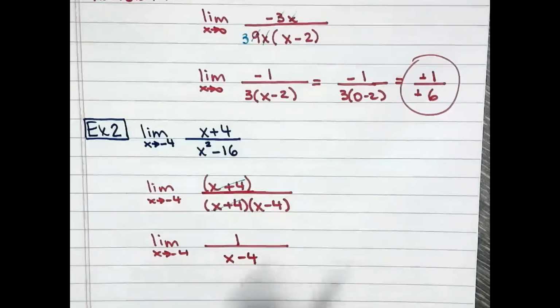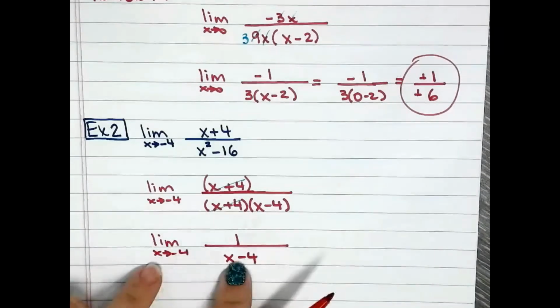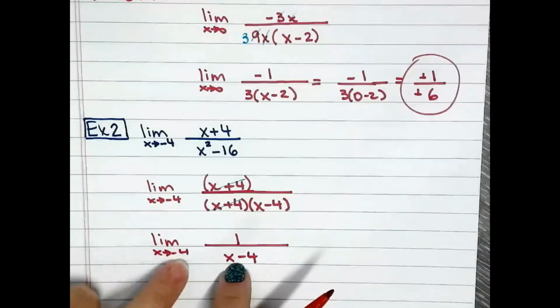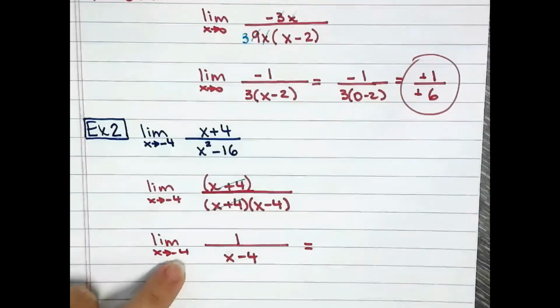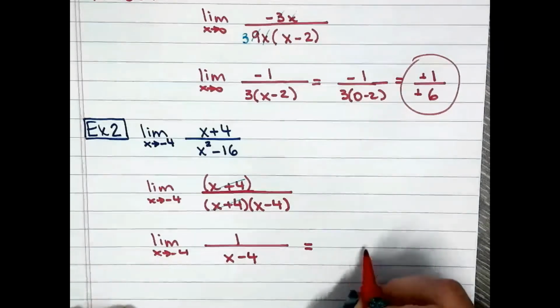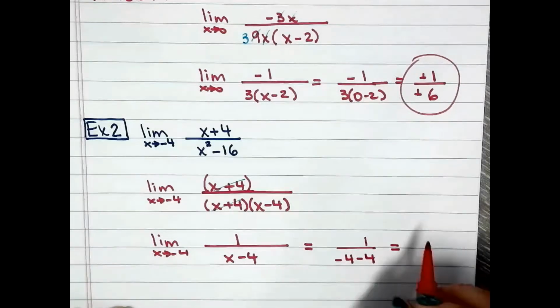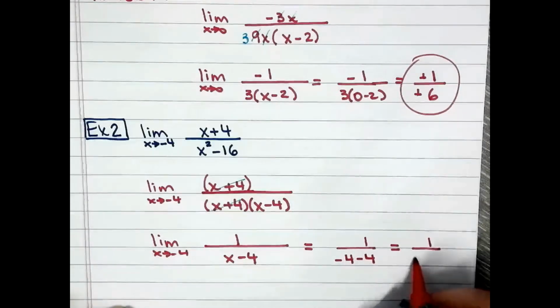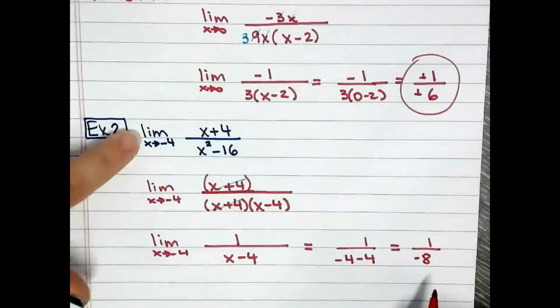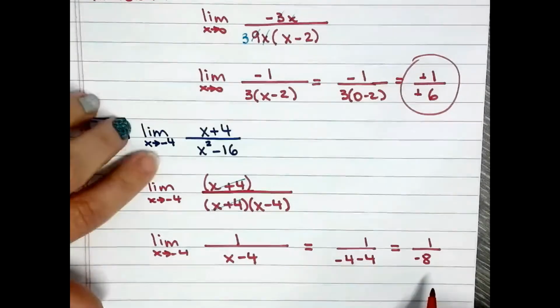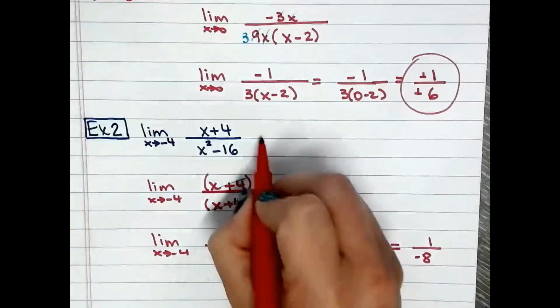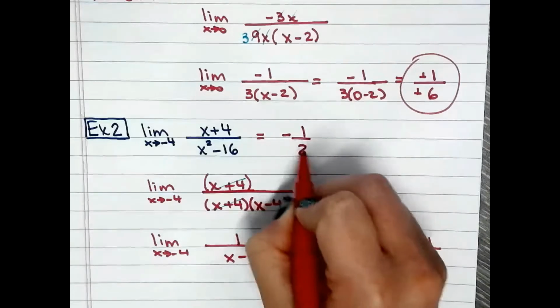And then at this point, I can go ahead and evaluate the limit by substitution. So the next step, you plug in negative 4 for x right there. That simplifies down to 1 over negative 8. So the limit as x approaches negative 4 of this function is negative 1/8.